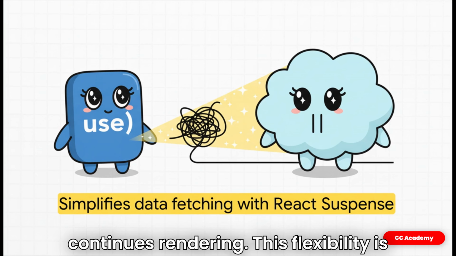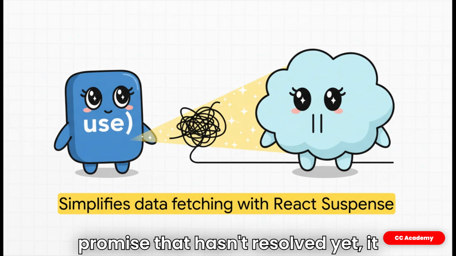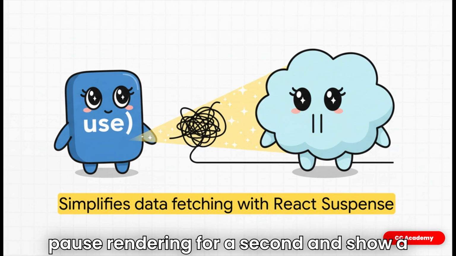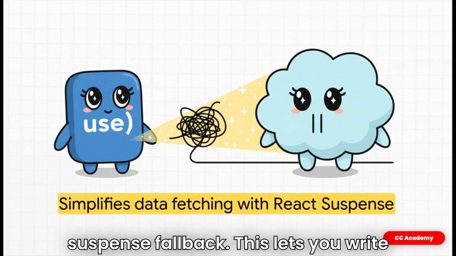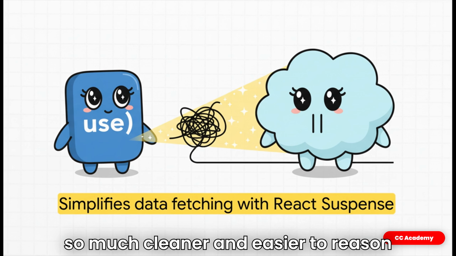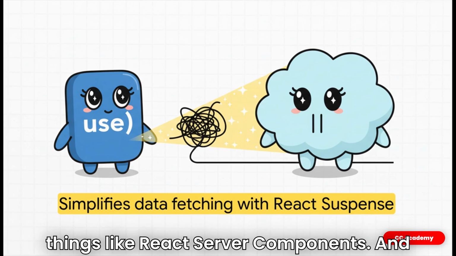This flexibility is everything. When you call use with a promise that hasn't resolved yet, it basically tells React, hey, hang on, pause rendering for a second, and show a suspense fallback. This lets you write data fetching code that looks synchronous, which makes your components so much cleaner and easier to reason about, especially when you start using things like React Server Components.